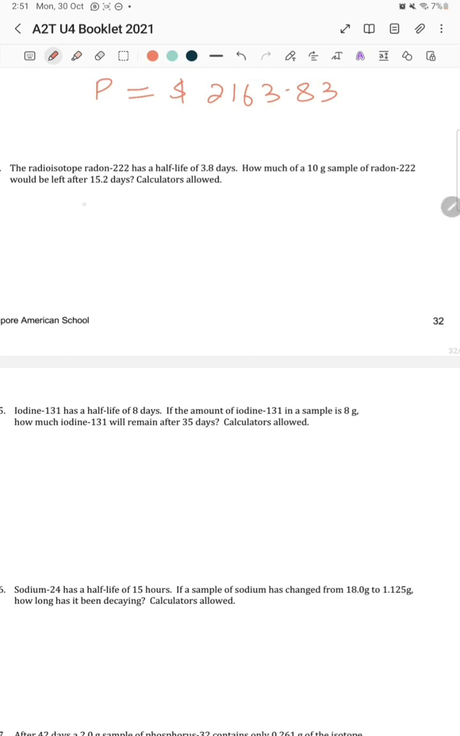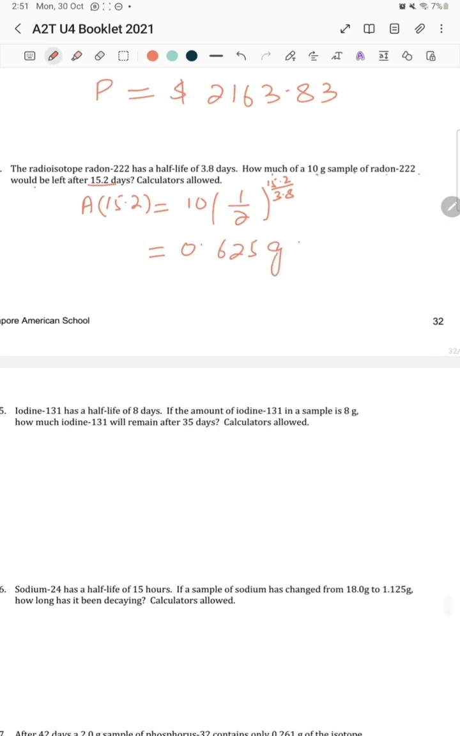Okay, the radioisotope radon-222 has a half-life of 3.8 days. How much of a 10 gram sample of radon-222 would be left after 15.2 days? So A of 15.2 is equal to 10 times (1/2)^(T/3.8). So let's solve this. What is T over here? 15.2 days, so it's going to be 15.2 divided by 3.8. Okay, so it would be 0.625 grams.